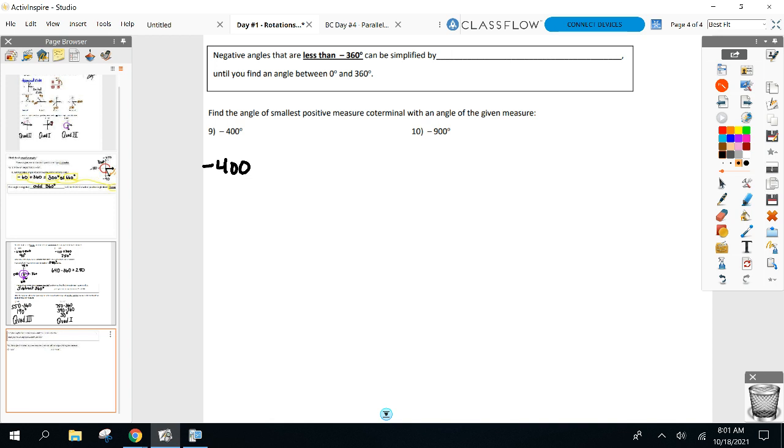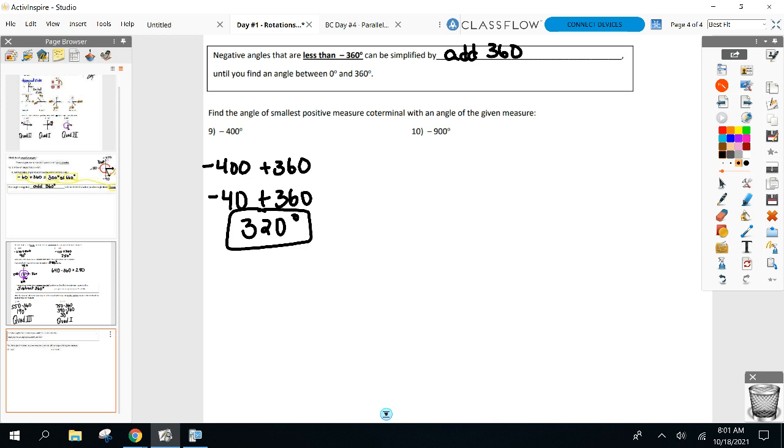Add. There you go. Uh-oh. What's the problem? I get negative 40, but what do the directions say? I can't leave it like that. Smallest positive measure, right? That's negative. So what do you want me to keep doing? Keep adding 360, so I get 320. Yep. That's the smallest positive angle that shares the same side with negative 400.